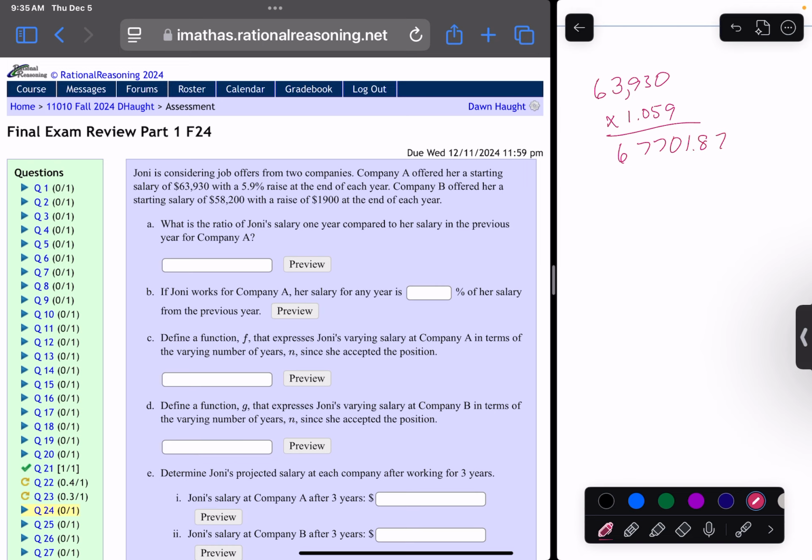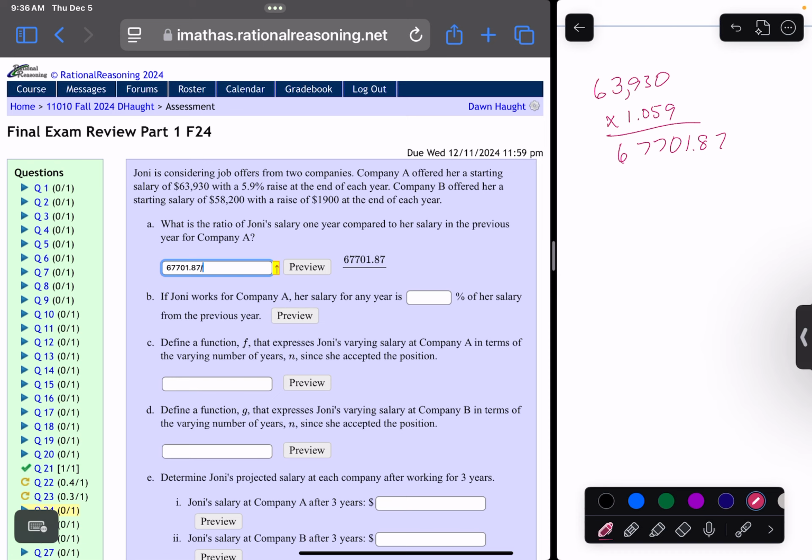Okay. So the ratio of her 1 year salary, that new number I found, $67,701.87, to her original salary, $63,930. Okay. Now, if you look at that, see how that's that 1.059, we should expect that because that's how we calculated those things. So it's really asking her the 1 year rate of change. So 1.059.